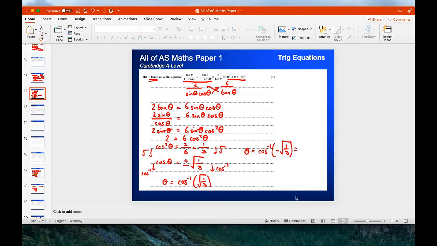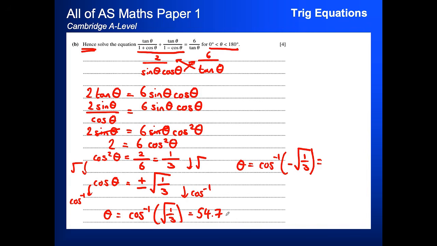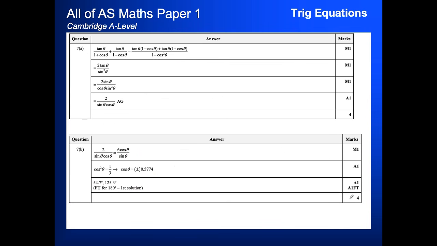So let's pop that in. So we've got 54.7 degrees, 1 dp, 125.3 degrees, also to 1 decimal place. So you can check your answers there. It's exactly the same as what we've gone through. And this is where these videos are very helpful, because I take you directly through the method you need to solve these typical kind of trig equations.